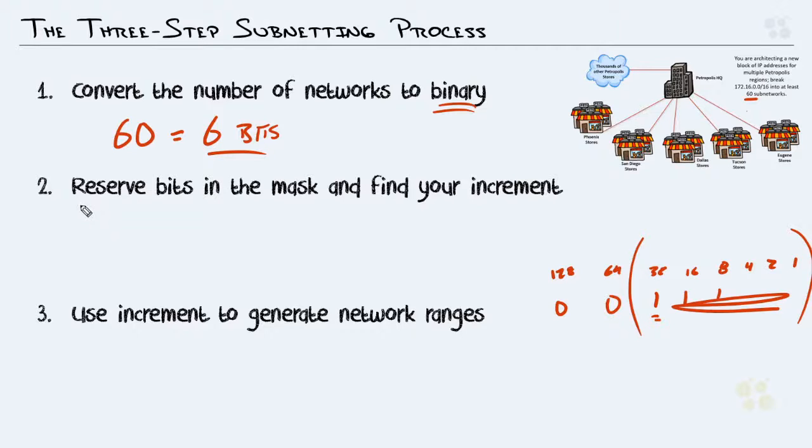So now we move down to number 2. Reserve the bits in the mask and find your increment. Well, we're now into a class B world, the /16, right? Or 255.255.0.0, which we take and break into all binary. I'm going to write that out. 1, 2, 3, 4, 5, 6, 7, 8. Dot. 1, 2, 3, 4, 5, 6, 7, 8. Dot. 1, 2, 3, 4, 5, 6, 7, 8.